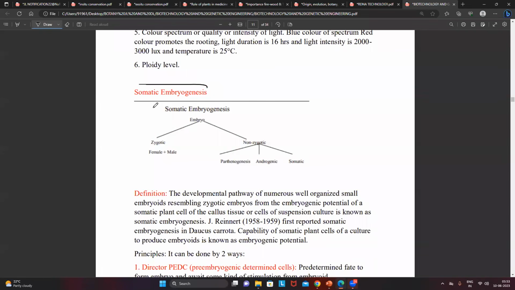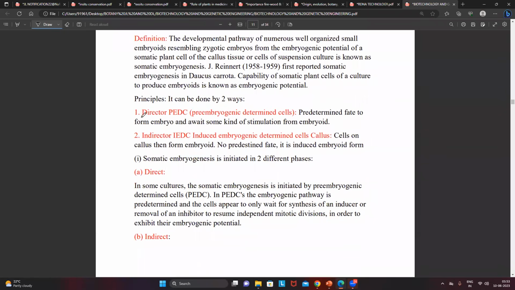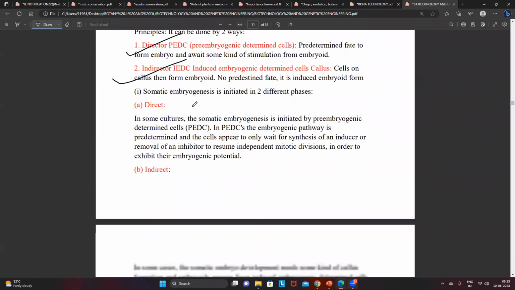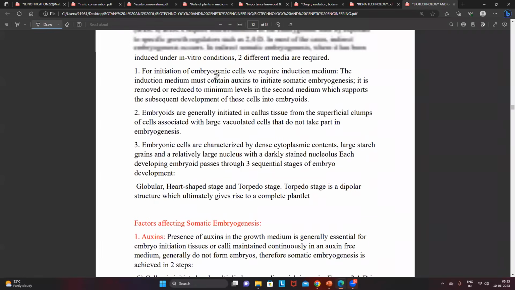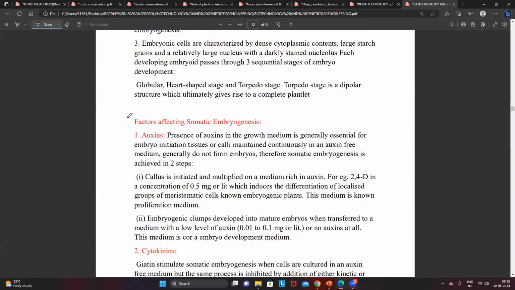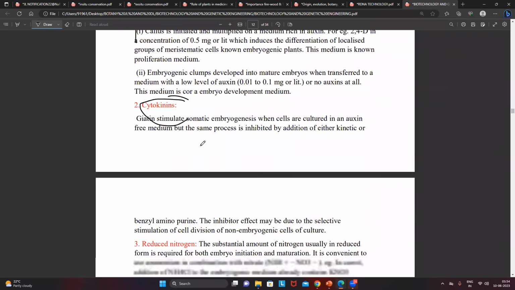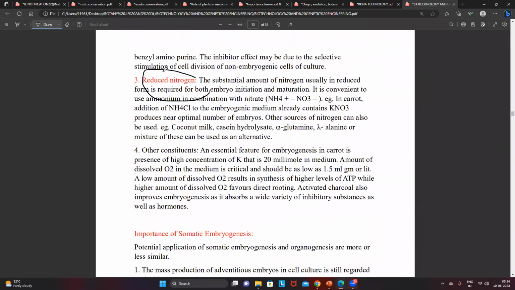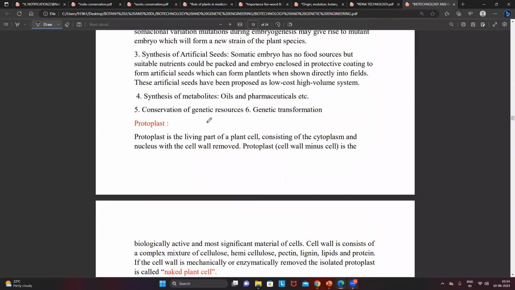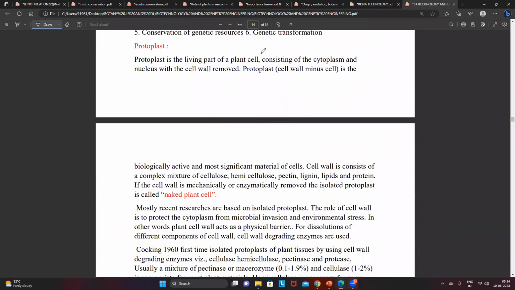Same thing: what is somatic embryogenesis? Most important, what are the types of somatic embryogenesis? Direct somatic embryogenesis, indirect somatic embryogenesis, and most importantly for the exam, the factors affecting somatic embryogenesis. How auxin affects the process, how cytokinin affects the process, how nitrogen affects the process. That's all. Over. No need to read anything else.